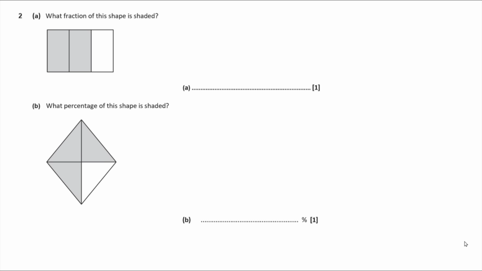Well, this rectangle is divided into 3 pieces, so that's my denominator, of which 2 are shaded, so that's my numerator, 2/3. Part B says, what percentage of this shape is shaded? Well, there's a fraction doing the same thing.